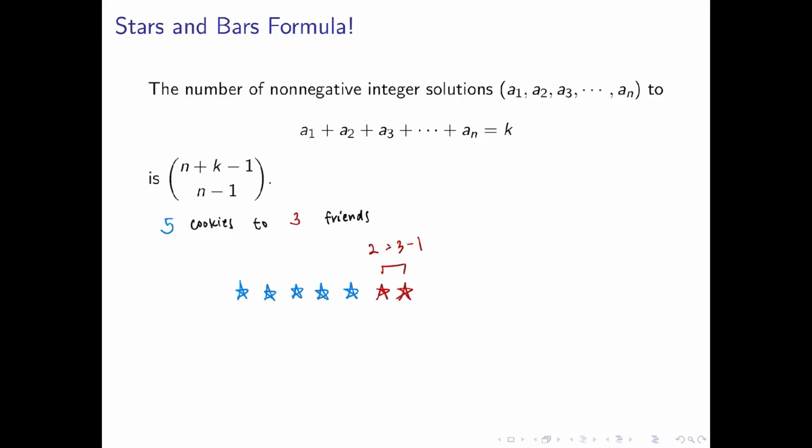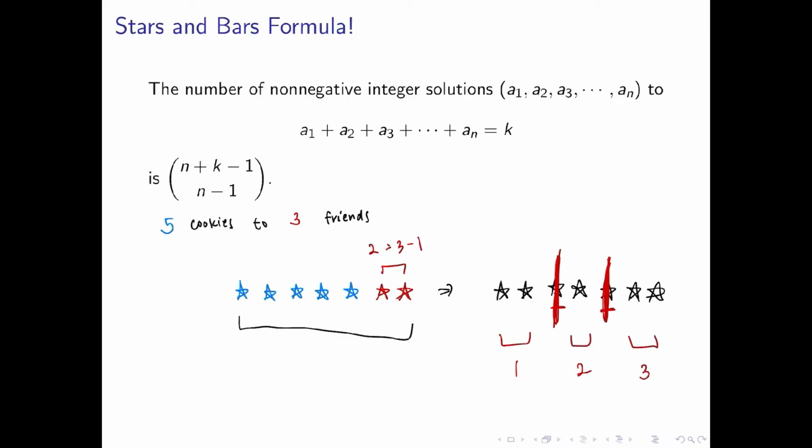The reason is I want to use these 7 resulting stars, and I'll make them all the same color for now. So 7 stars, and I want to choose 2 of them to be bars. Why 2? Because if I select this star and this star to be my bars, and replace them with bars like this, then automatically we have split into 3 regions. This will belong to the first friend, this to the second friend, this to the third friend. So from 7 stars, 5 plus 3 minus 1, because I need 2 bars, so 5 plus 2. We have 7 objects in total, and 2 of them must be our separators, the bars, so that the 5 objects will be distributed to 3 distinct people.